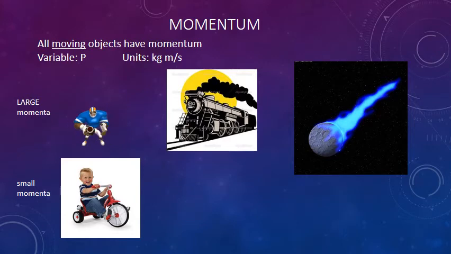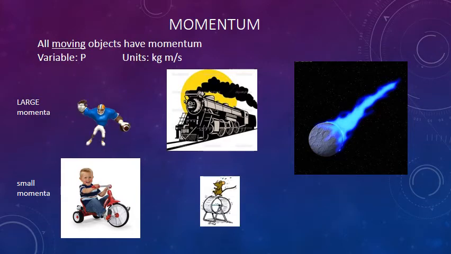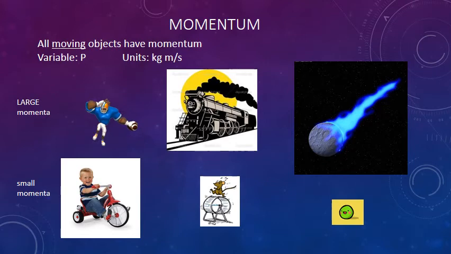On the other end, a group of objects that may have a small momenta could be like a toddler on a bike, a mouse running on a little hamster or mouse wheel, and something like this little pea. Though if the little pea guy is just sitting there, he actually has no momentum at all, because in order to have momentum you have to be moving.